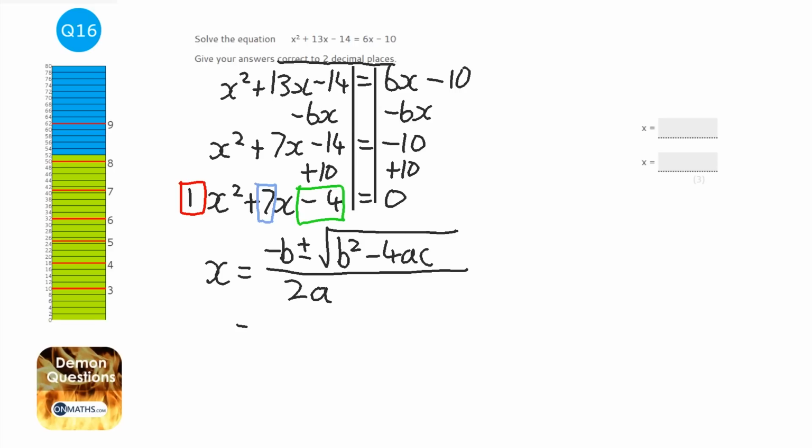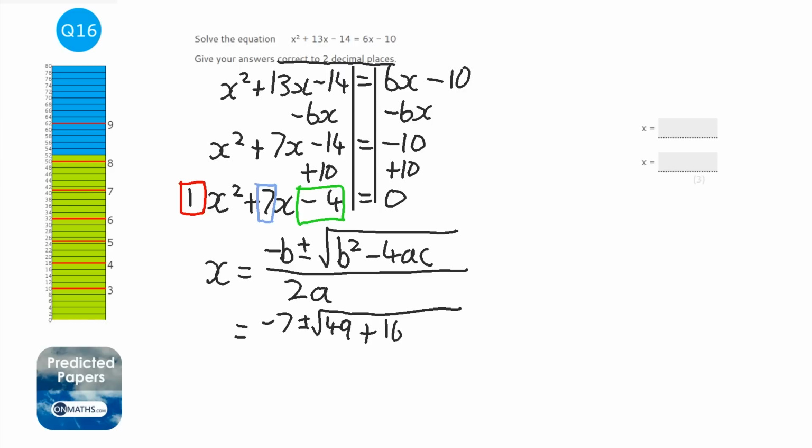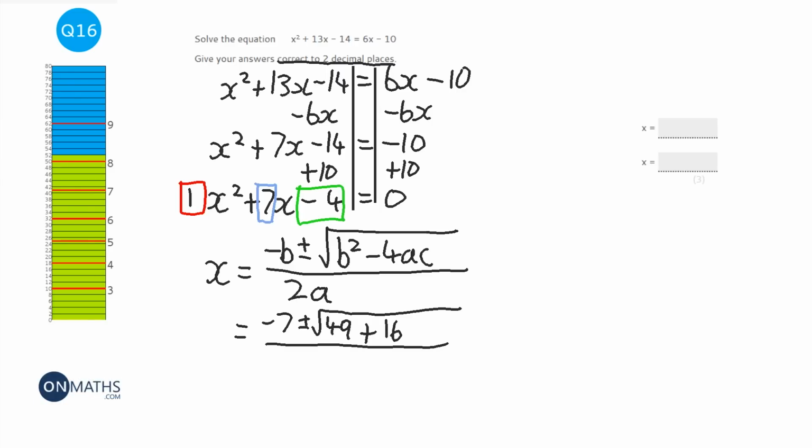So when I substitute it in, b was 7, so it's minus 7 plus minus square root of b squared, well that's going to be 7 squared, so I know that's going to be 49, so I might as well write 49. Now it's minus 4 times a times c. Now a is just 1, so we can ignore that. Minus 4 times c, which is minus 4. Well, minus 4 times minus 4 is going to be a positive 16, over 2 times 1, which is just 2.